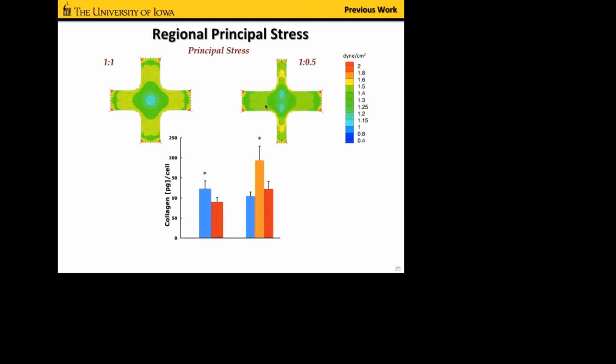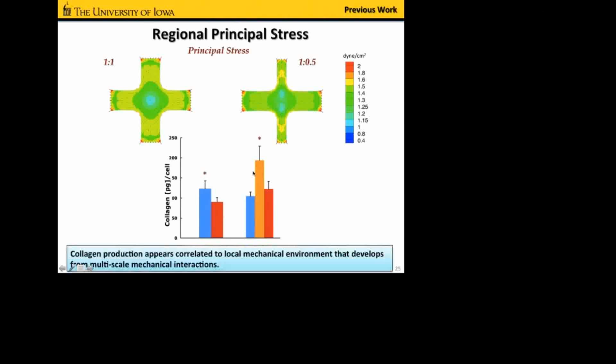And here you can see what the stress maps look like. What we find is that the predictions of fiber alignment match very well with what we see experimentally. And if we look at the stresses, we see a correlation between the regions of high stress, if you ignore the edge effects, and the locations where we see abundant collagen production. In particular, you can see this yellow region, and that's where we get the most collagen per cell. So this collagen production appears to be correlated to the local mechanical environment that develops from these multiscale mechanical reactions.